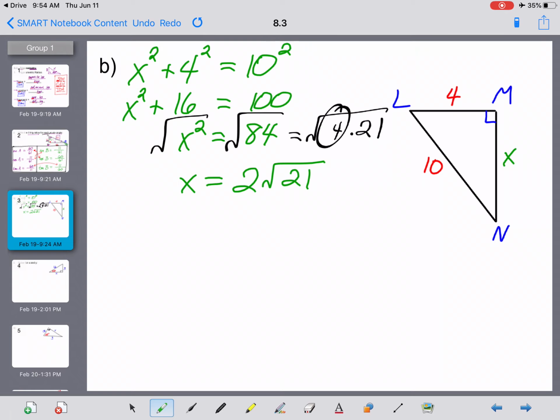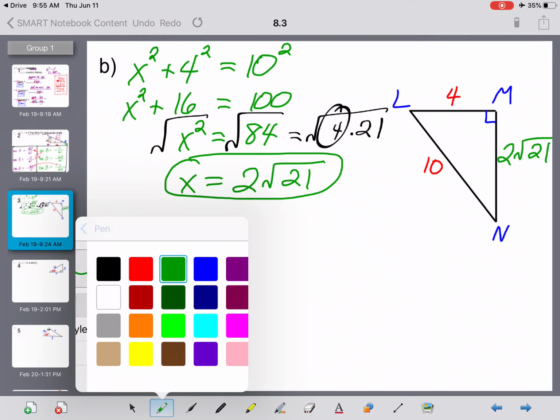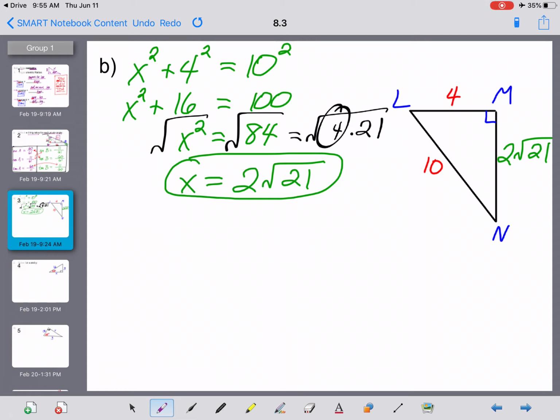One way I can double check that is to think, does 21 have any perfect square factors? Well, the only factors of 21, other than 1 and itself, are 3 and 7, neither of which is a perfect square, so I feel pretty confident in saying that that is as good as we can get x to be. So I am going to erase this x over here and write in this value now of 2 times the square root of 21. And with that in mind, I think we can now go ahead and start answering the question.